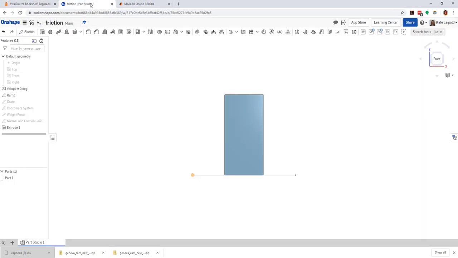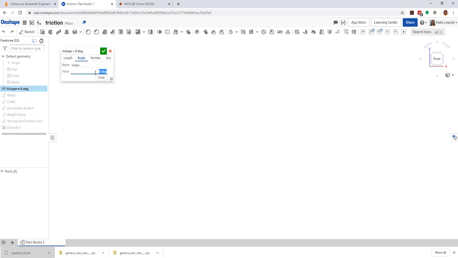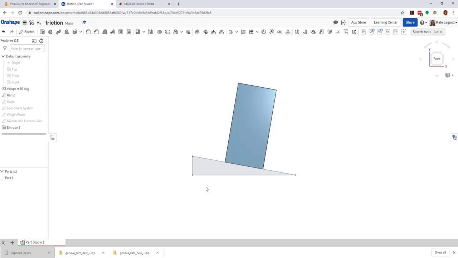And this one, I'll take a look at in OnShape. So similar, if my slope is 0, right? I can push here. There's my box. But if I bring my slope up to 10 degrees, I've got the ramp, got the crate, got a coordinate system. Right, and here's my weight force.